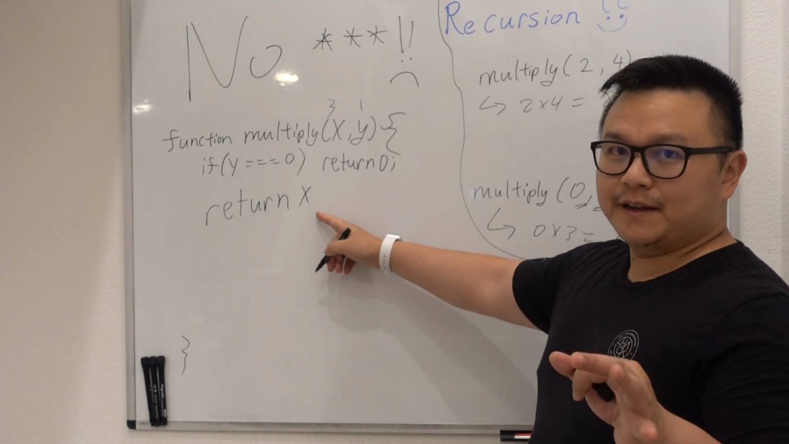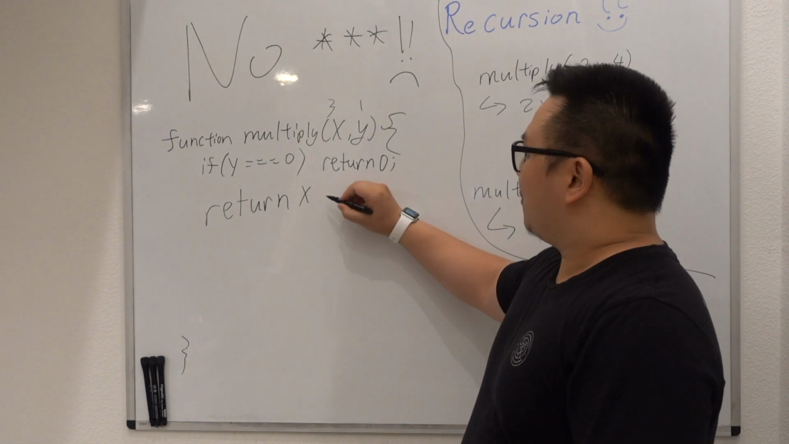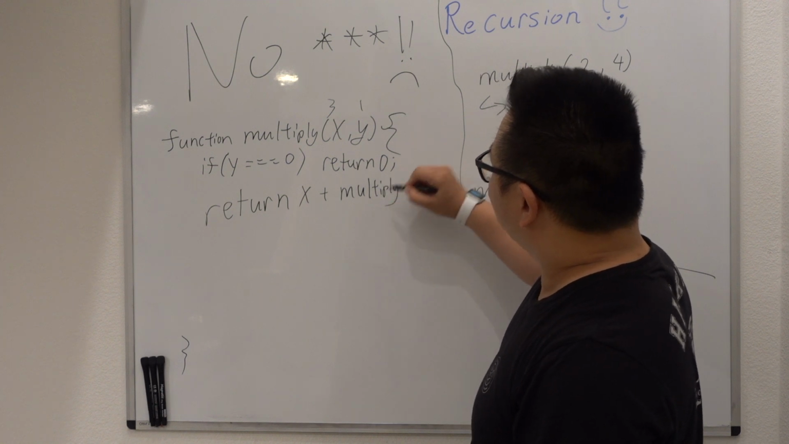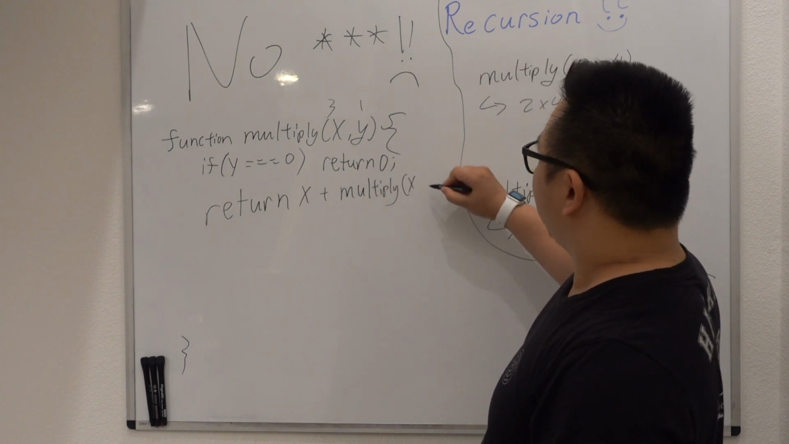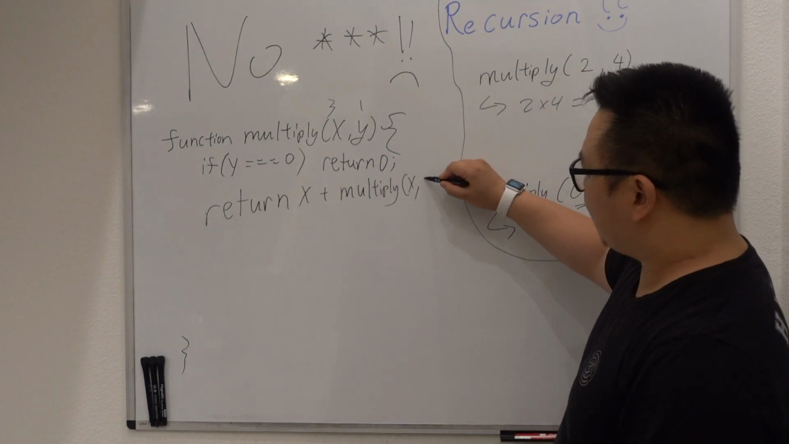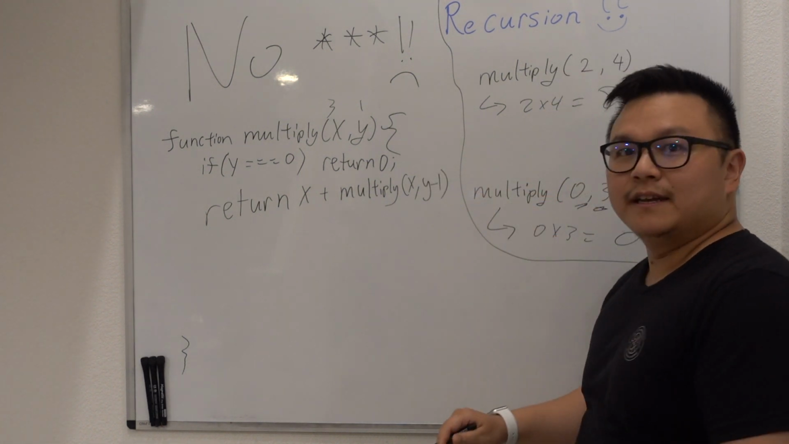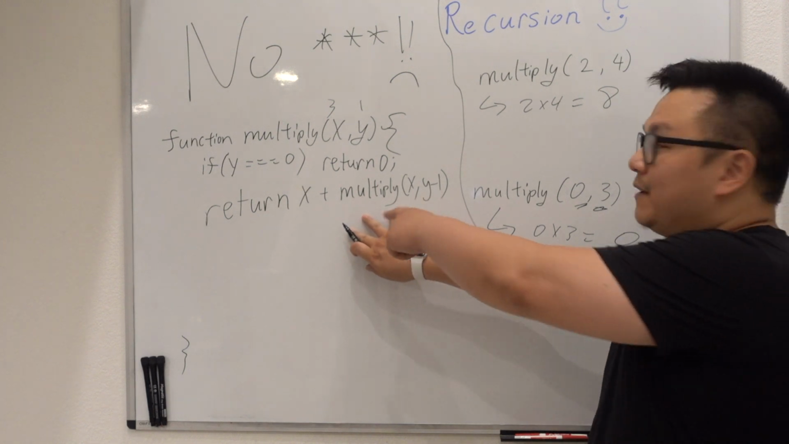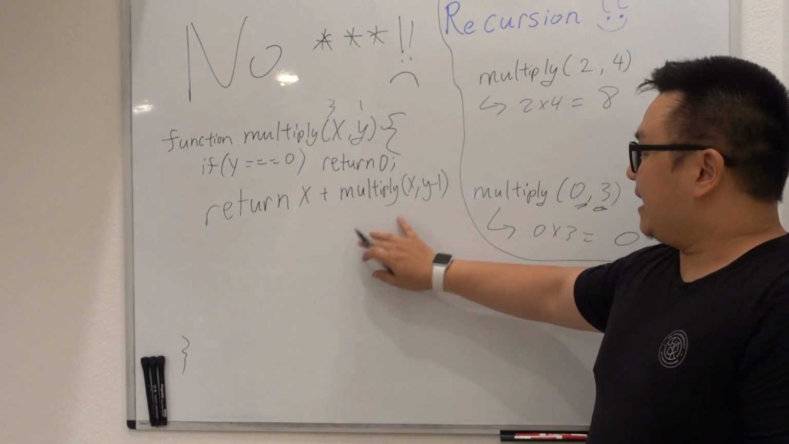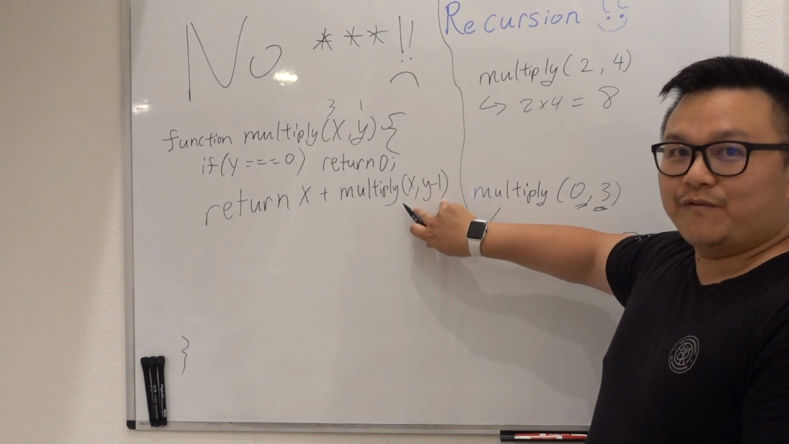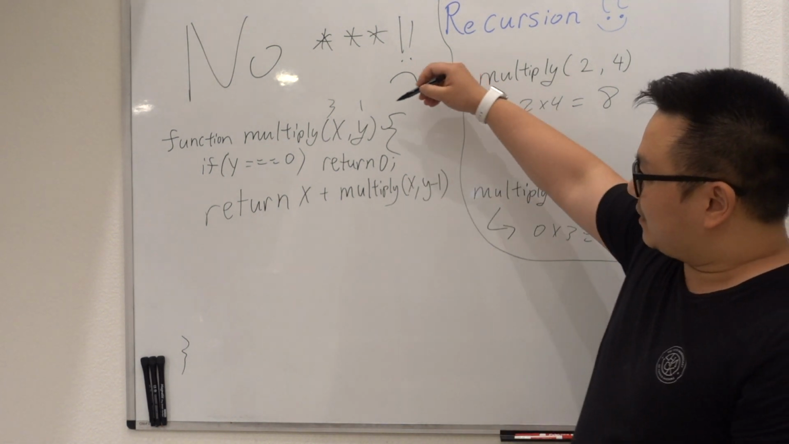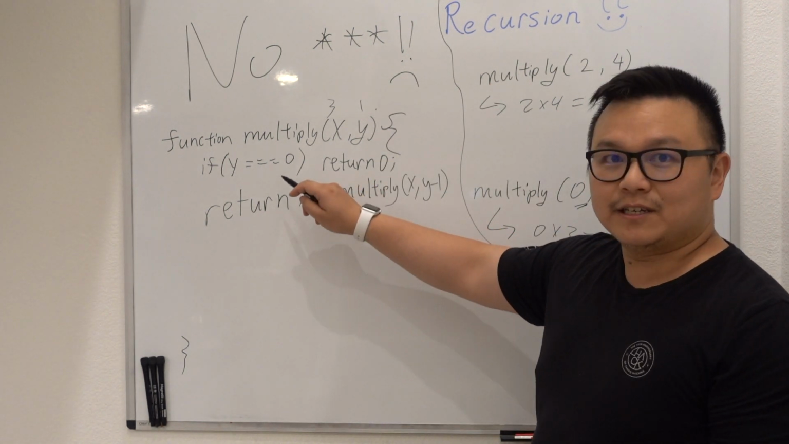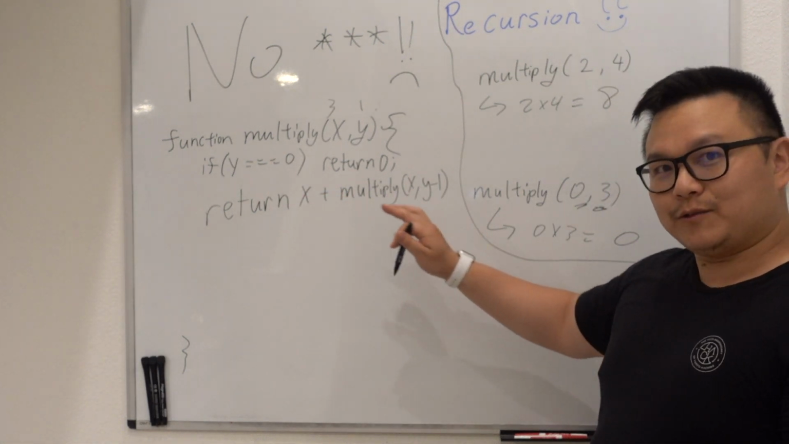We will return 3, but we also want to add something to it. We want to add the multiply with x and y minus 1. You are using the recursive function right here to solve the same problem with a smaller subset. Originally y is 1. We want to shrink it to reach the base case where y is equal to 0. Do you see what is happening here?